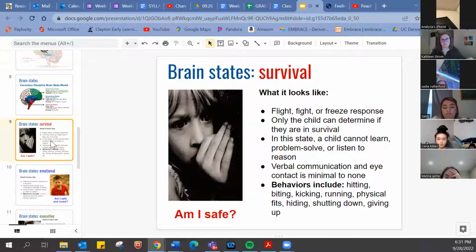So in the survival state, your child would be in their, or anyone, these brain states aren't just for children, they're for all of us, right? So you're in your fight, flight, or freeze response. And can a child listen to reason or learn a new skill when they're in their survival state? Yes or no?